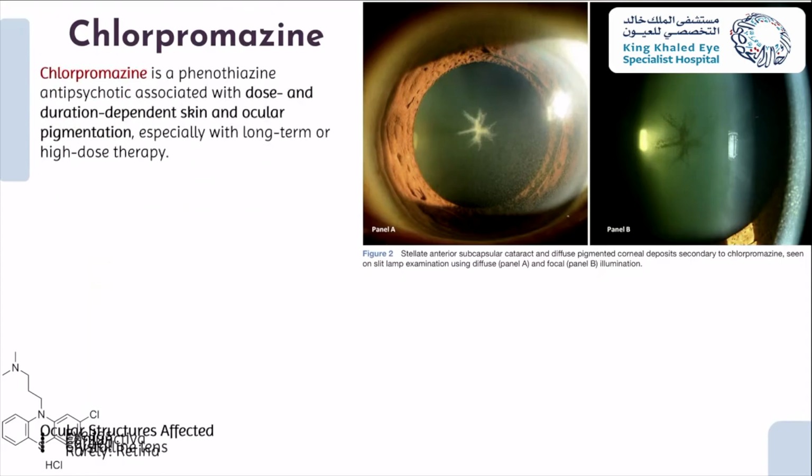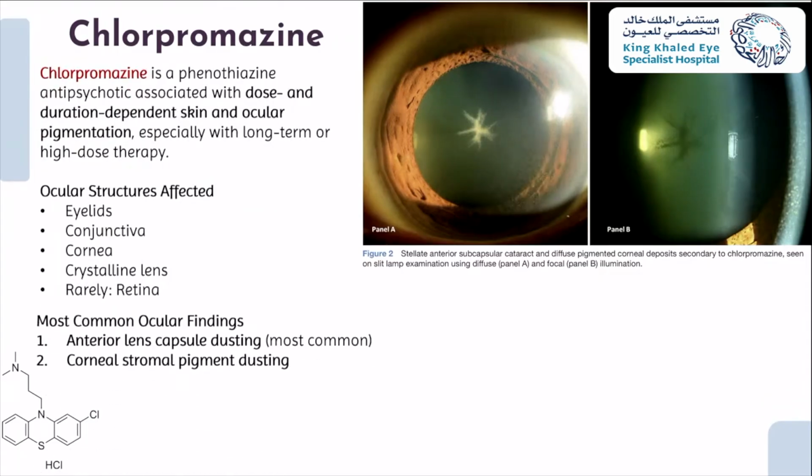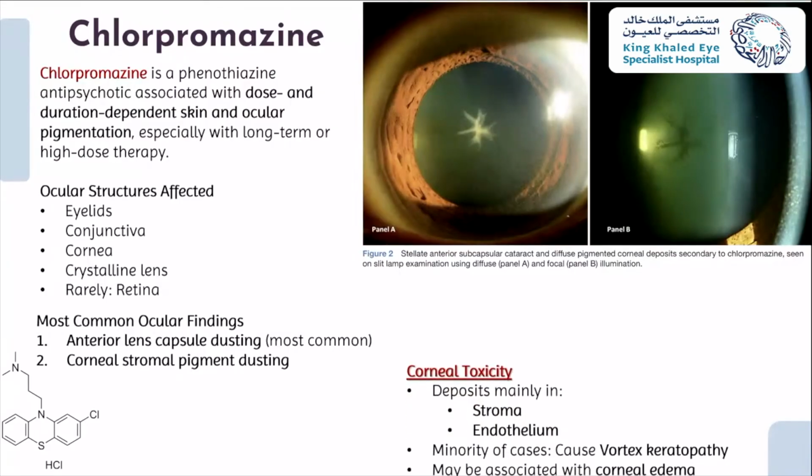Chlorpromazine is an antipsychotic, and it is dose and duration dependent. It can affect multiple structures of the eye: eyelid, conjunctiva, cornea, and rarely the retina. In this picture, you can see the anterior cataract, and in the second picture, the dust. It can cause anterior lens capsule dusting and corneal stroma pigment dusting.